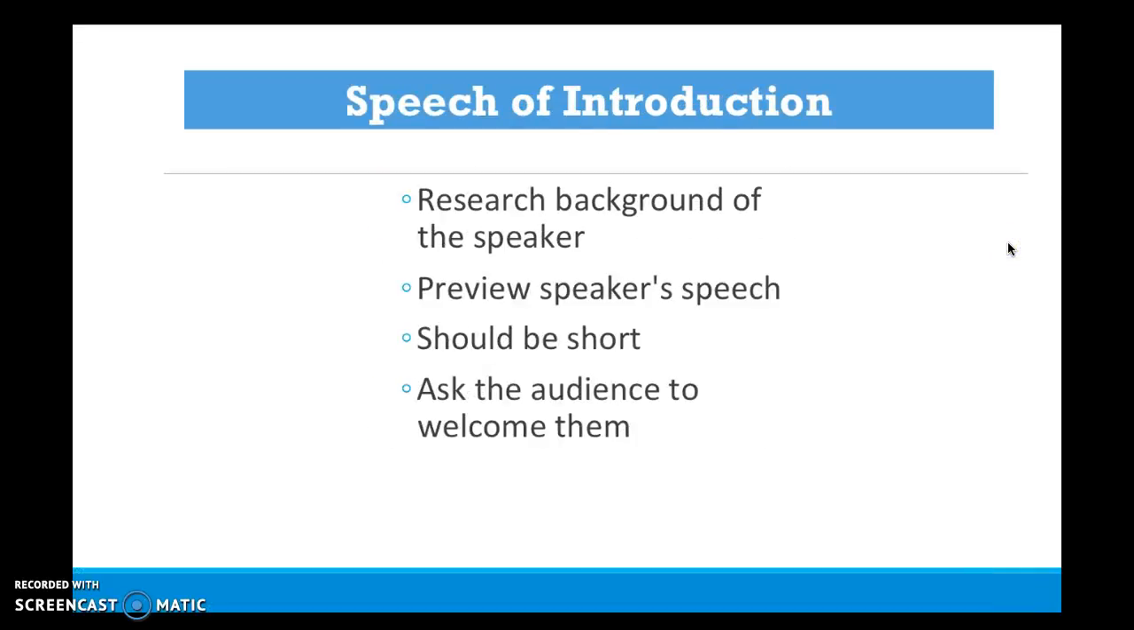Speeches of introduction. A speech of introduction presents to the audience an event's next or main speaker. The speech may welcome the audience, establish the tone, the mood or climate, and build a level of excitement. So this is another type of special occasion speech you can do.